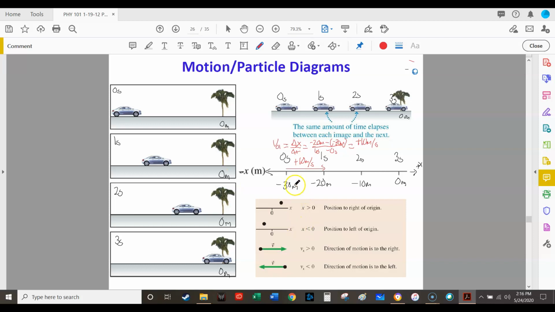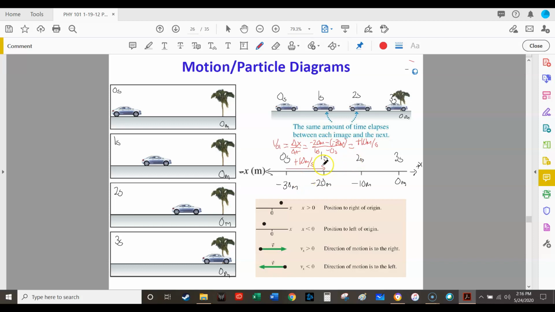You could have a negative position but have a positive velocity, and this is a great example of that. You have an object that started out at negative 30 meters and is now at negative 20 meters. So it's traveling to the right, which means its velocity is going to be positive, even though its position is negative.